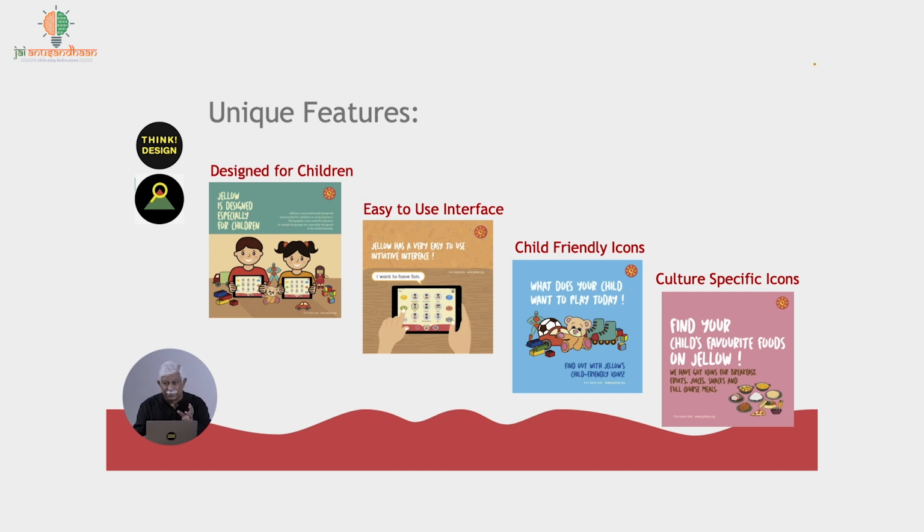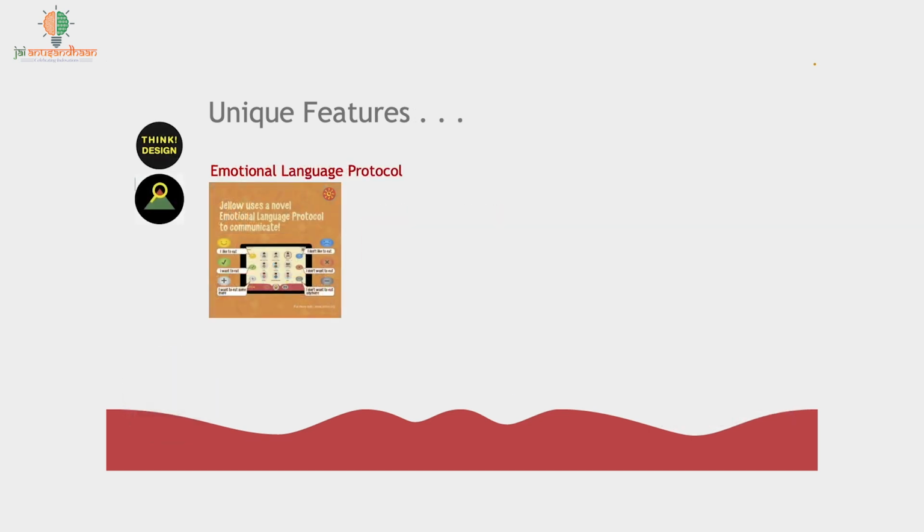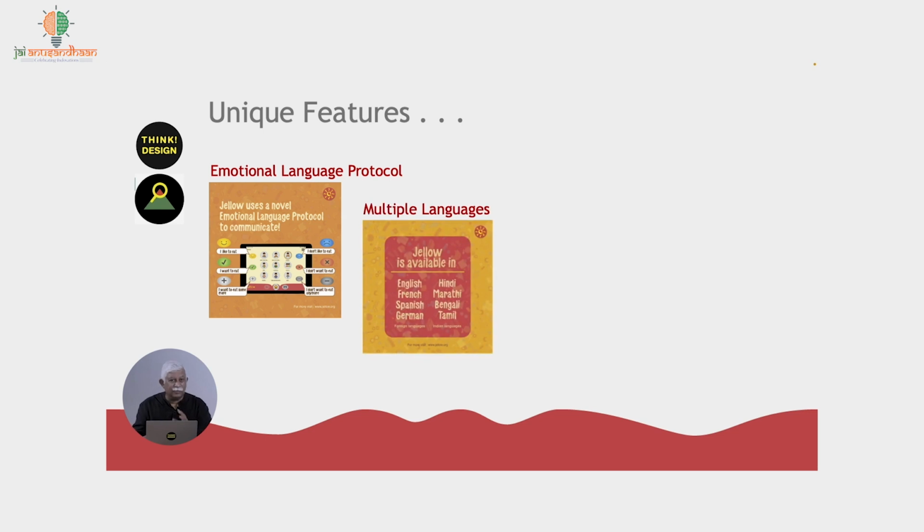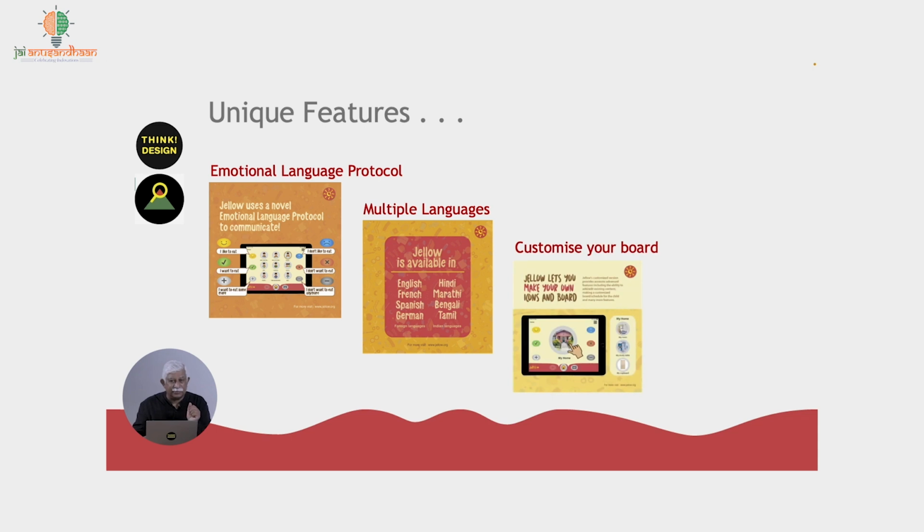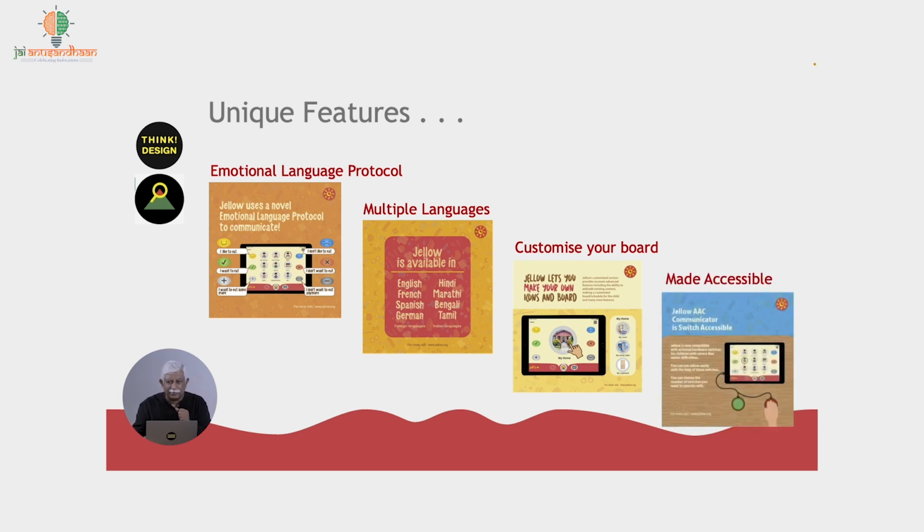The icons are also culture specific. That means that you will be able to get your own food depending on the region that you come from, and then you can put your own places and festivals. It also is based on this emotional language protocol, which creates these variations. And it's available right now in 13 languages. You can also customize this to suit your needs and add your own icons and speech into it. And it's made accessible for children with motor difficulties.